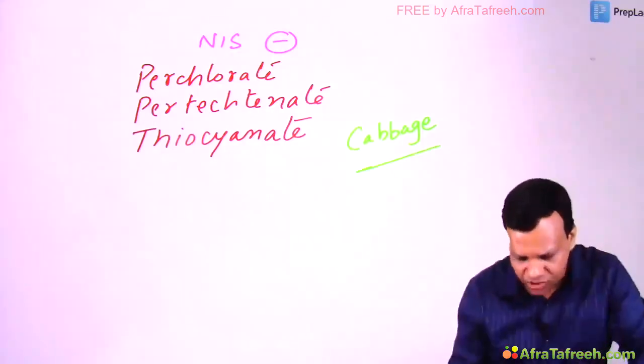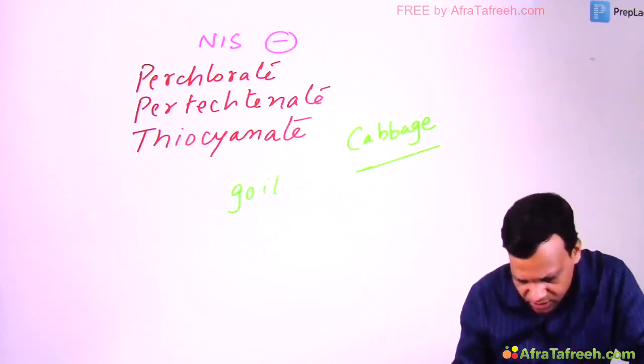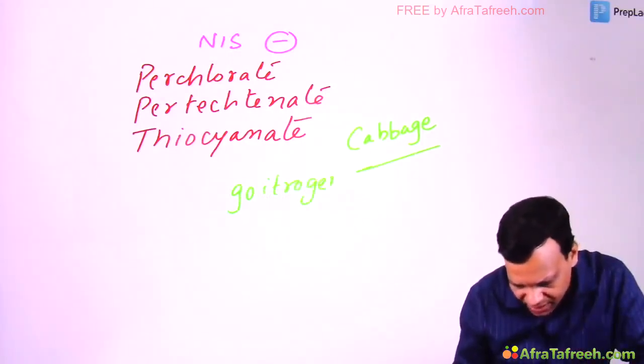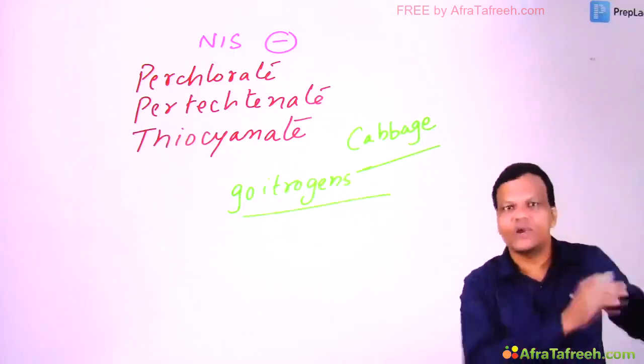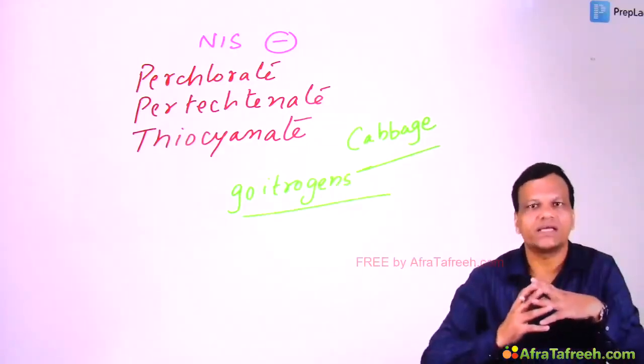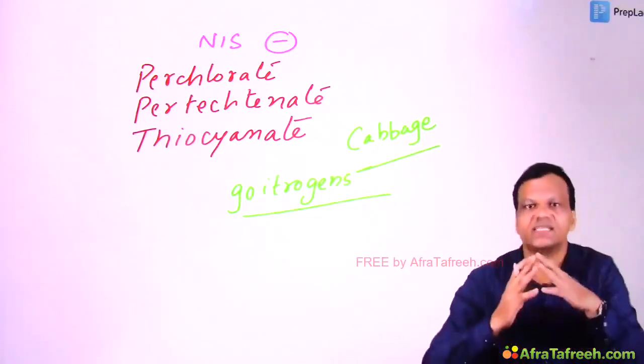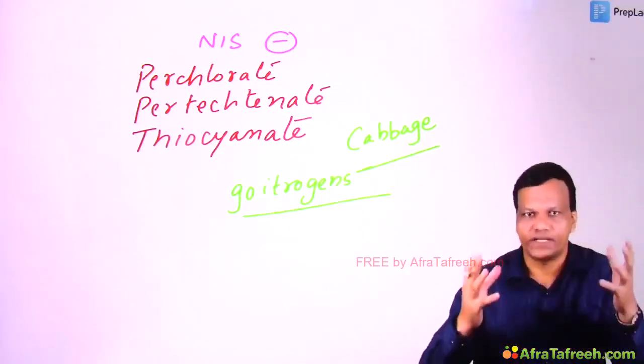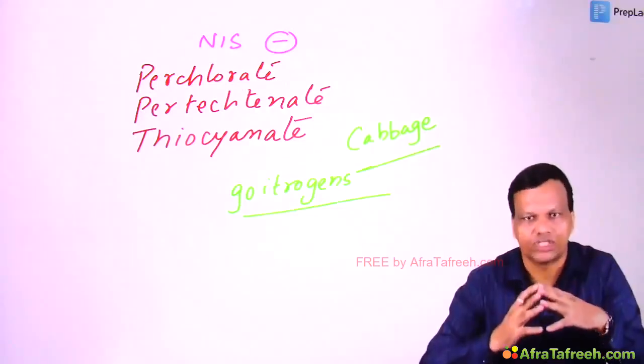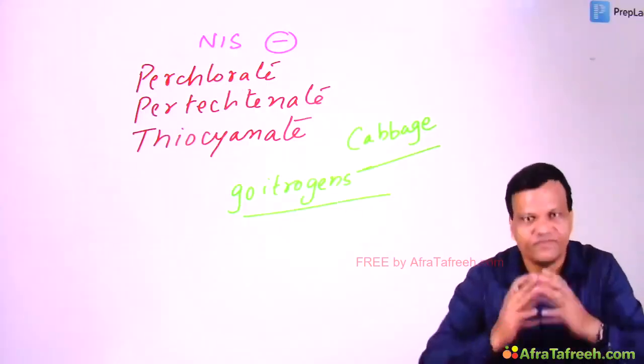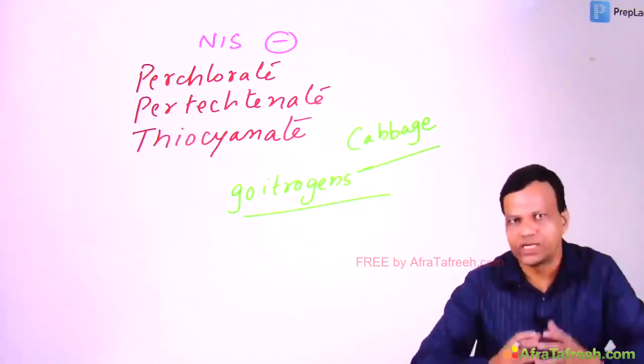So these foods are known as goitrogens. NIS inhibitors are not important for treatment of hyperthyroidism, but rather they are important because the foods containing these substances can produce goiter. So those foods are called goitrogens. Okay, so this is the first mechanism, but we do not use it clinically.